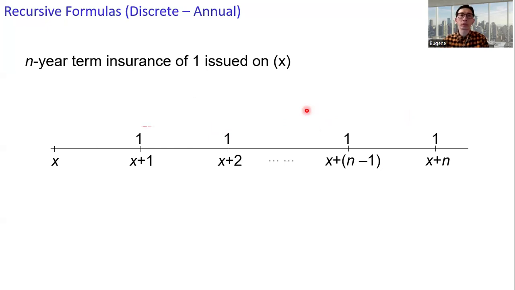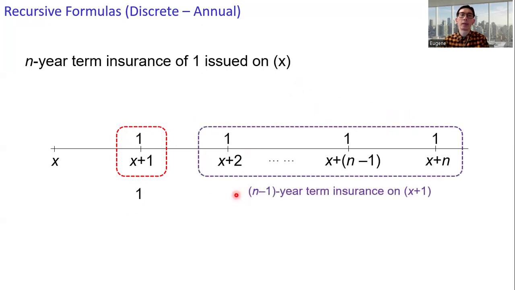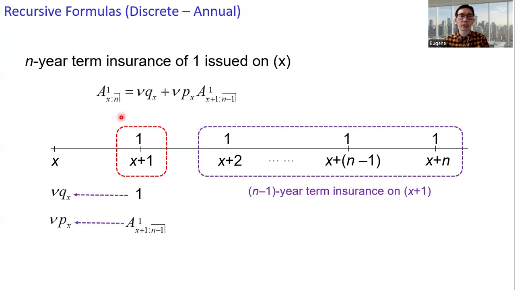Separate this into two parts. The first part is the 1-year term insurance. The $1 is paid at this time point if the individual dies before reaching age X plus 1. And then the remaining portion, we can regard this as an n-1 year term insurance issued on age X plus 1. Discount back to age X. We get the recursive formula.